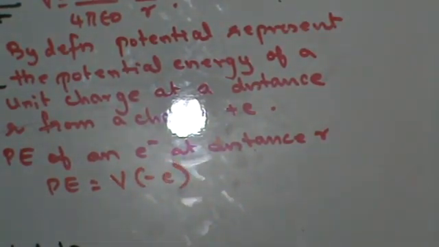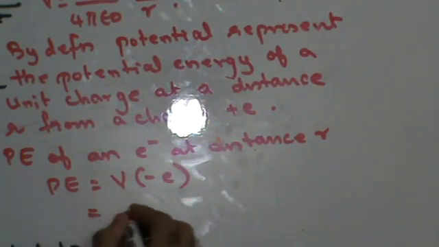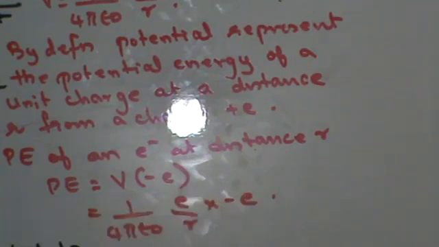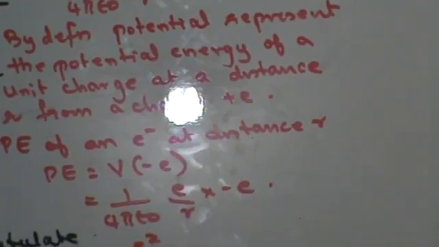I just gave you the definition that potential energy is nothing but electric potential into the charge. Electric potential is 1 upon 4 pi epsilon 0 E upon R, into minus E. So this is going to be nothing but minus E square upon 4 pi epsilon 0 R. That will be the potential energy, right?